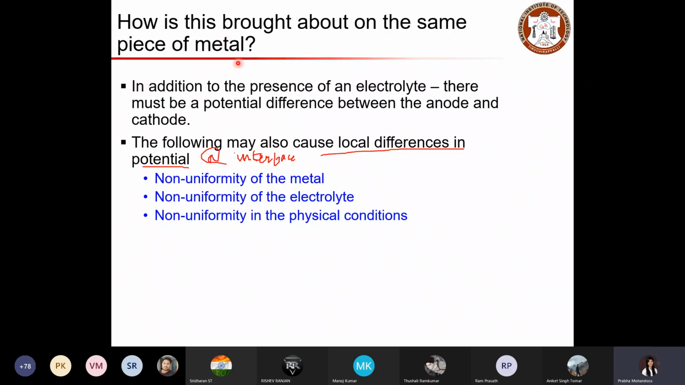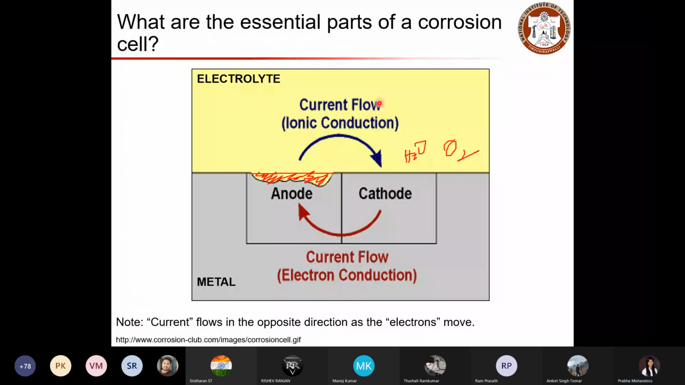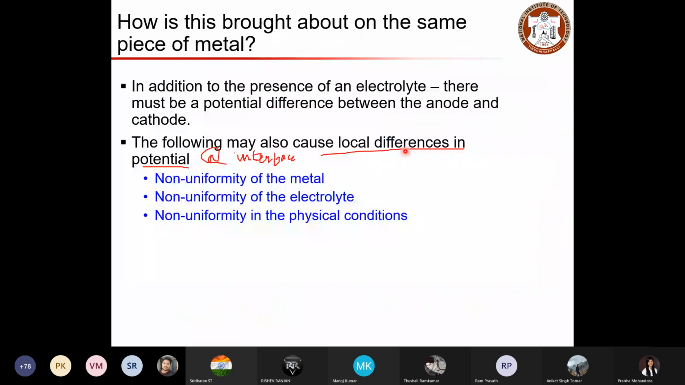All right. In addition, the presence of an electrolyte is required for the acceleration. Here this electrolyte could be an alkaline environment, or you may have some amount of solution there for corrosion to occur. So in addition to the presence of electrolyte, you need to have a potential difference between the anode and cathode. If both your anode and cathode are at the same potential energy, then corrosion will not occur.